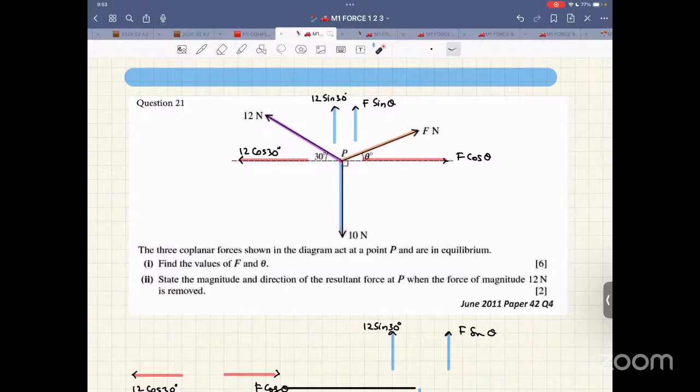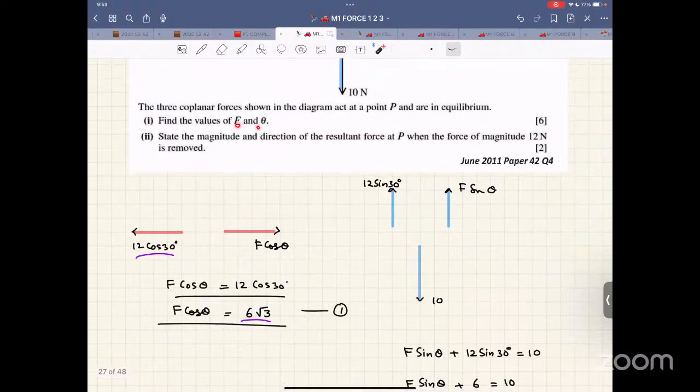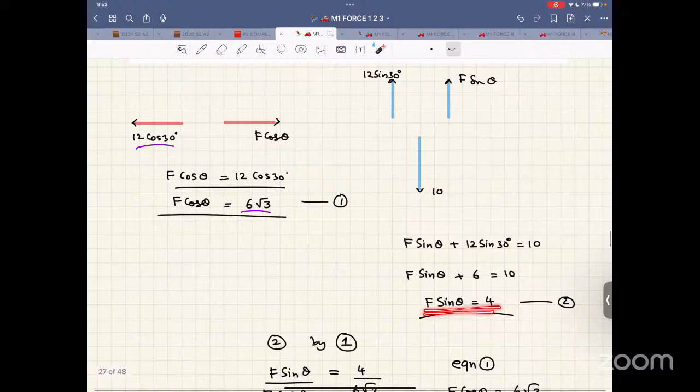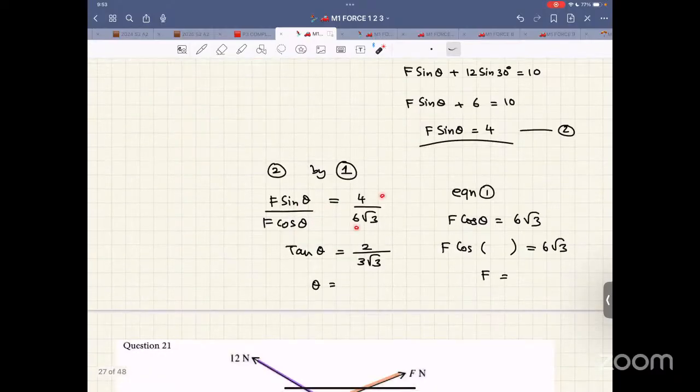P is a point. Find the values of F and theta. So if I make F cos theta the subject, that's this thing. F sin theta plus 12 sin 30 is 10. So therefore F sin theta is 4. So this is sine, this is cos. Sine over cos is tan. So therefore 4 over 6 root 3 is tan theta. Hence you find the value of theta. Plug into one of the equations, and you find the value of F.